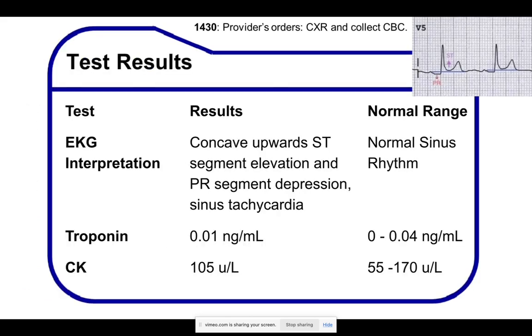So for the test results for the EKG, it was a concave upwards ST segment elevation and PR segment depression of sinus tachycardia. His troponin was 0.01 and his CK was 105.